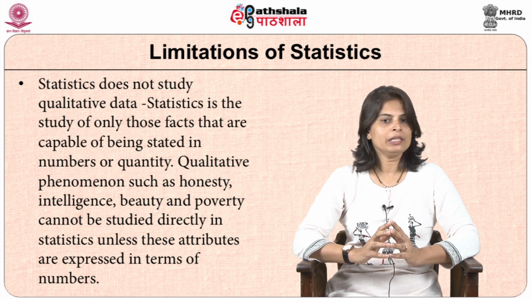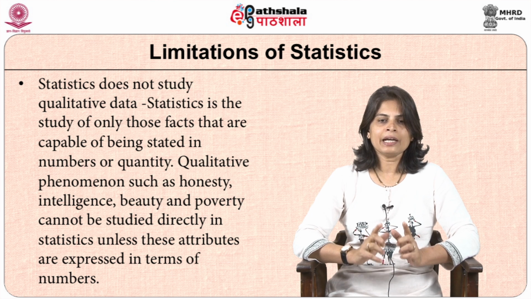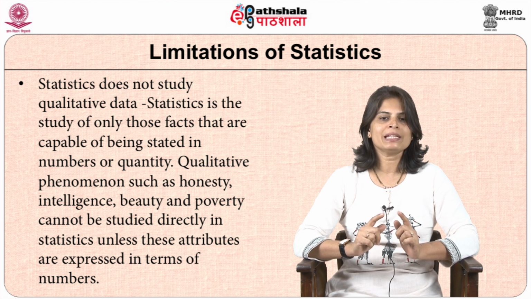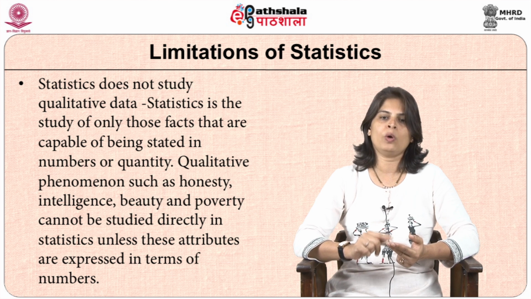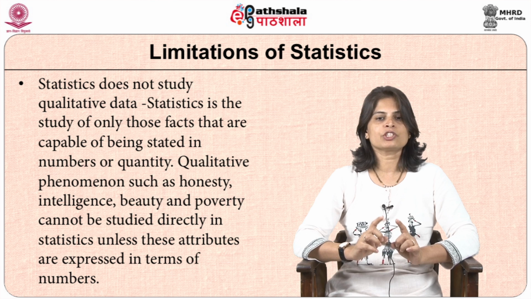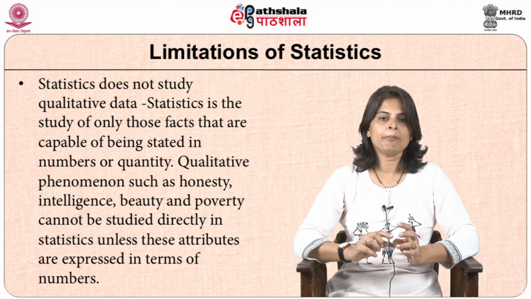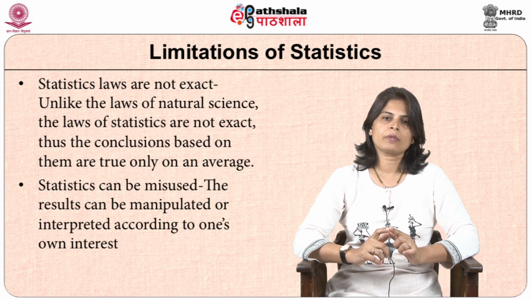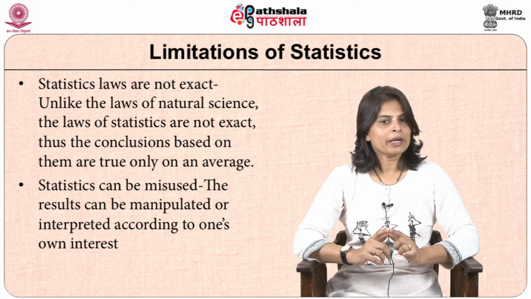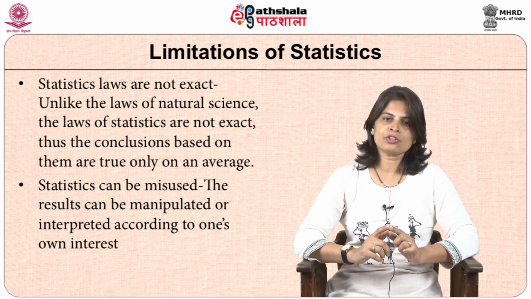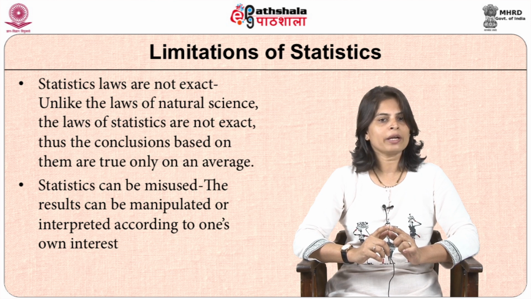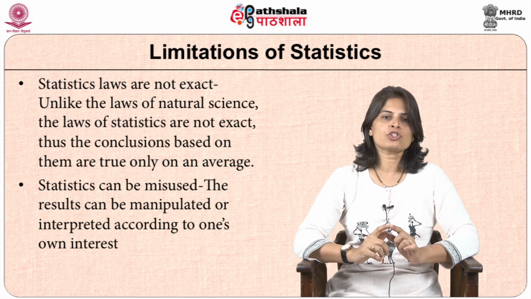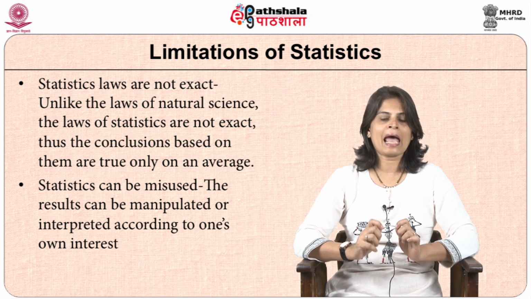Statistics does not study qualitative data. It is the study of only those facts that are capable of being stated in the form of numbers or quantities. Qualitative phenomena such as honesty, intelligence, beauty, poverty, etc. cannot be studied directly using statistics unless these attributes are expressed in terms of numbers. Statistical laws are not exact. Unlike the laws of natural science, the laws of statistics are not exact. Thus, the conclusions based on them are true only on an average level.